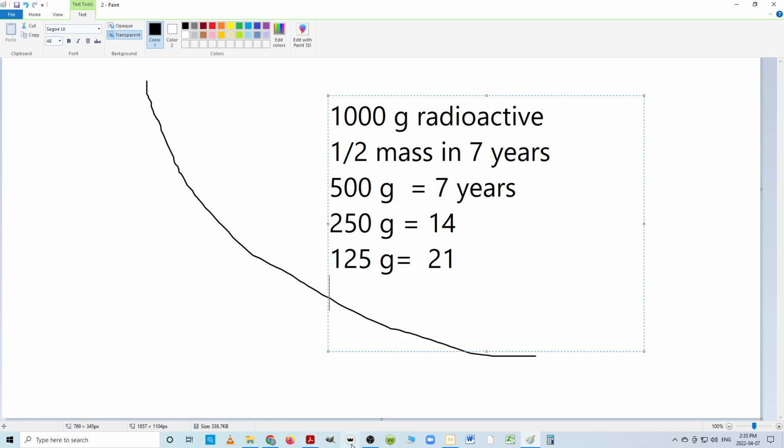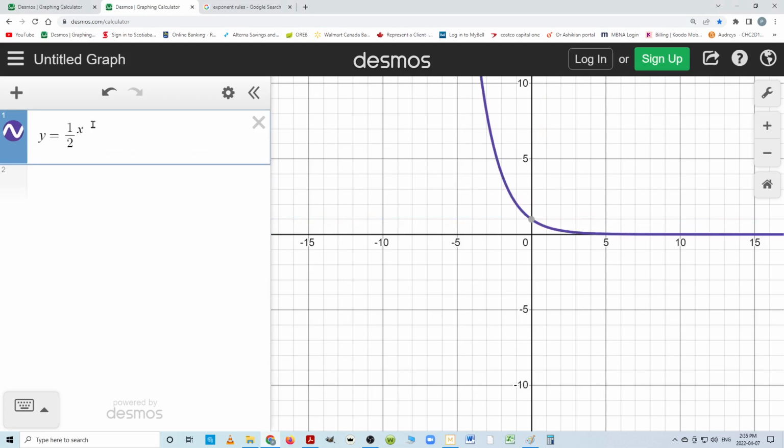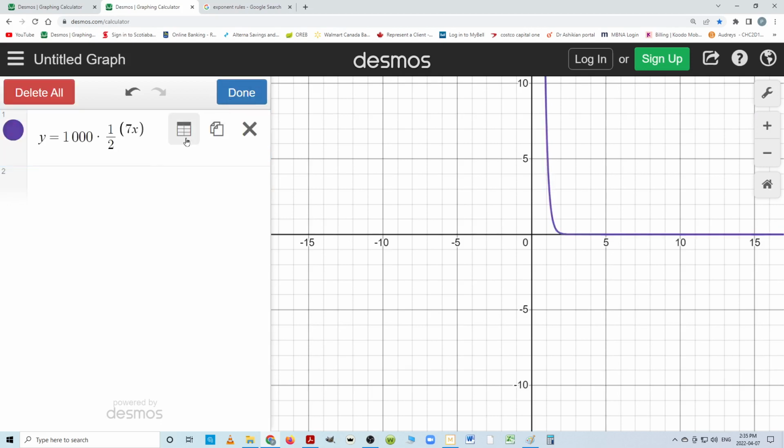And that's done like this. So the half-life, we know it's a half-life, so we would start with a half. We know we're starting with 1,000 grams, so we put a multiply of 1,000. And let's see, that should not be a growth curve. There we go. And then because it is happening every 7 years, we have to take our x and multiply it, I think, by, is it 1 over 7? I think, no, it's actually multiplied by 7. And so I'll put it in brackets. There we go. And now I'm just going to pull up a table to see if I got it right.